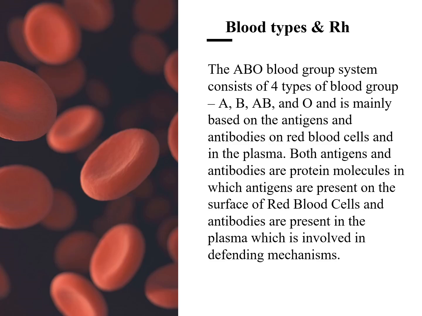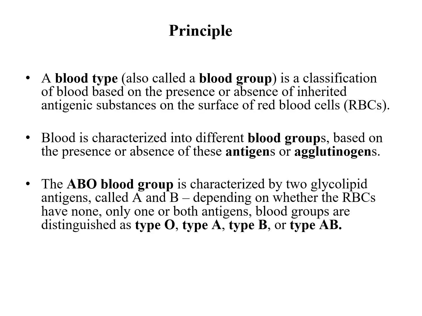Based on the presence or absence of these antigens over the RBC, the types of blood are differentiated as A, B, AB, and O. So blood is characterized into different blood groups based on the presence or absence of the antigens or agglutinogens. The ABO blood grouping is characterized by two glycolipid antigens, called A antigen and B antigen, depending on whether the RBCs have none or only one antigen, either A or B. Based on this, the blood groups are distinguished as O, A, B, or AB.